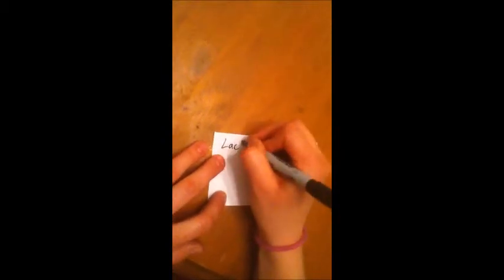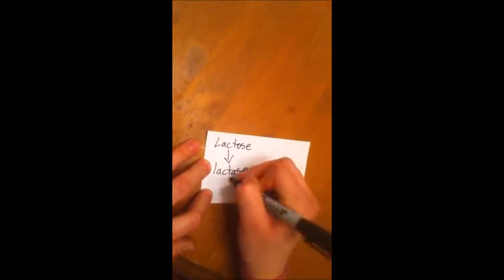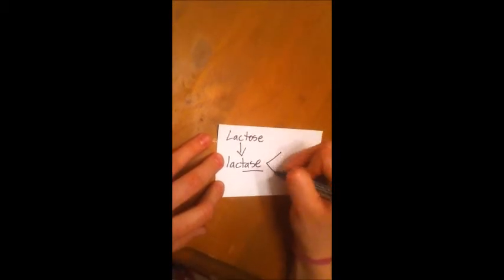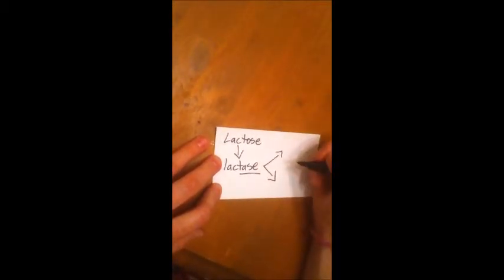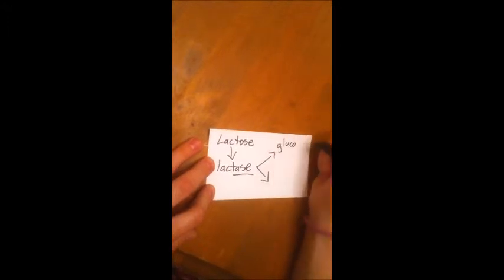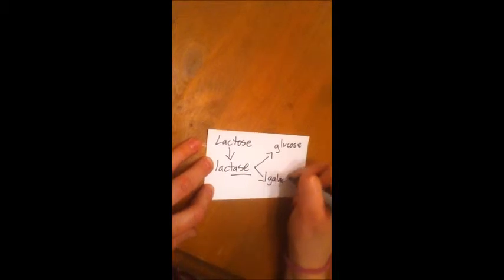As a specific example, we will use lactose as our substrate that will bind with lactase. Notice the ASE ending. Most enzymes will have that ending. This will split it up. It'll catalyze the reaction and split lactose into its two monosaccharides, glucose and galactose.